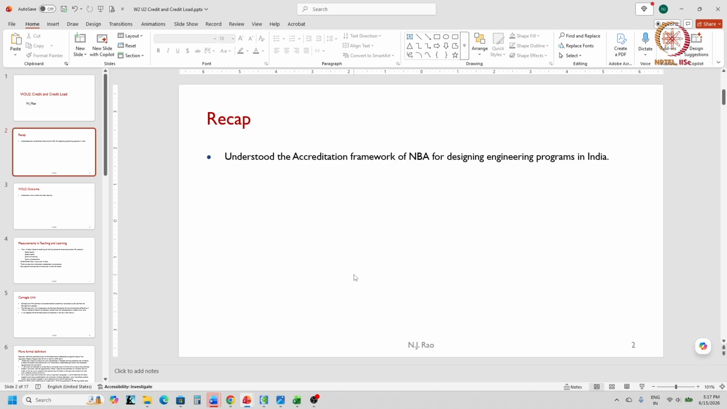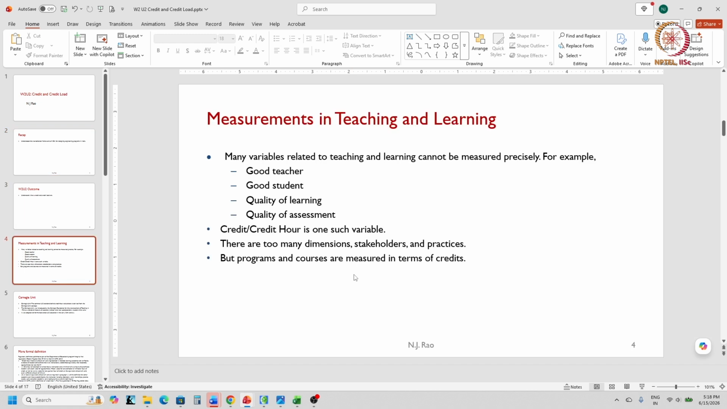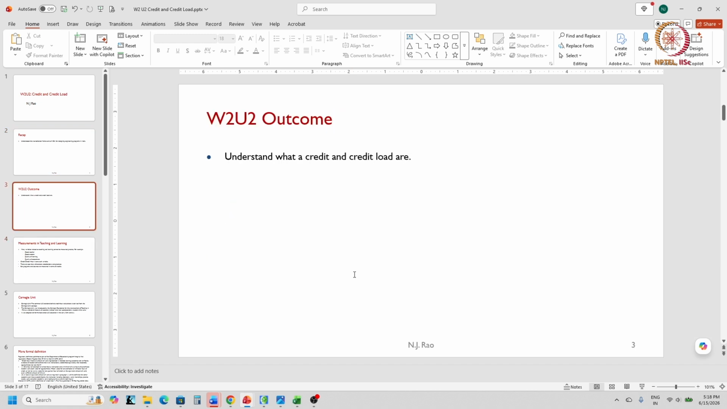We understood the accreditation framework of the NBA in the last unit for designing any engineering programs in India. In this unit, we'll try to understand what a credit and credit load are. This is somehow still misunderstood in most of the colleges, as we have seen. If you misunderstand the credit, you are likely to get the students into problems.